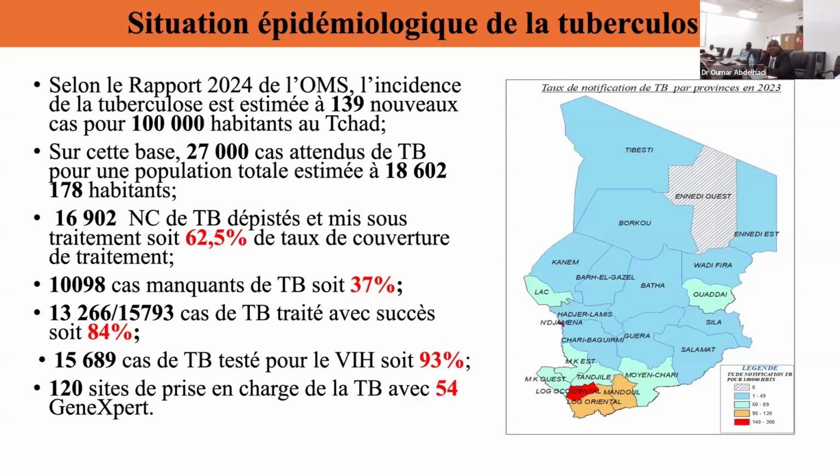We should also say that the 2023 cohort that was put in place helped us reach a success rate of 84% of cases successfully treated. About the collaboration for HIV and TB, we were able to test 93% of tuberculosis patients for HIV, and 8% were confirmed. Right now, we have 120 TB treatment sites with 54 GeneXpert machines, which help us to detect tuberculosis. So a good part of our centers are using those to detect TB.